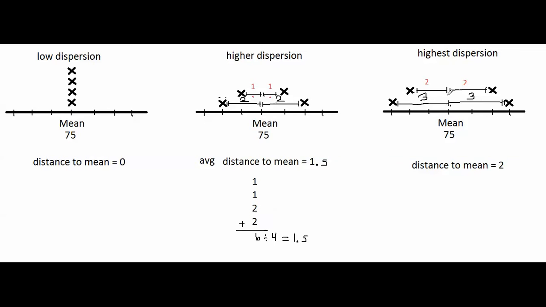And what if I added up these 4 distances and divided by 4 to get the average distance to the mean of this data set? Well, the 4 distances would add up to 10. 10 divided by 4 is 2.5.